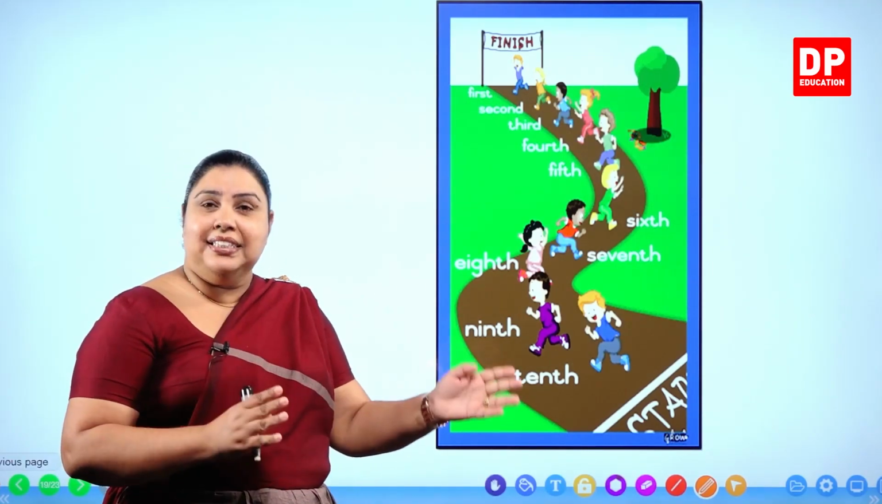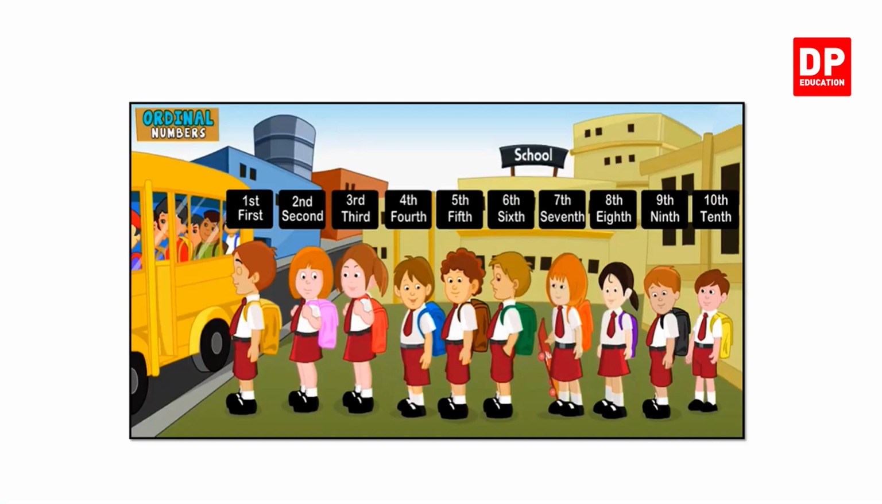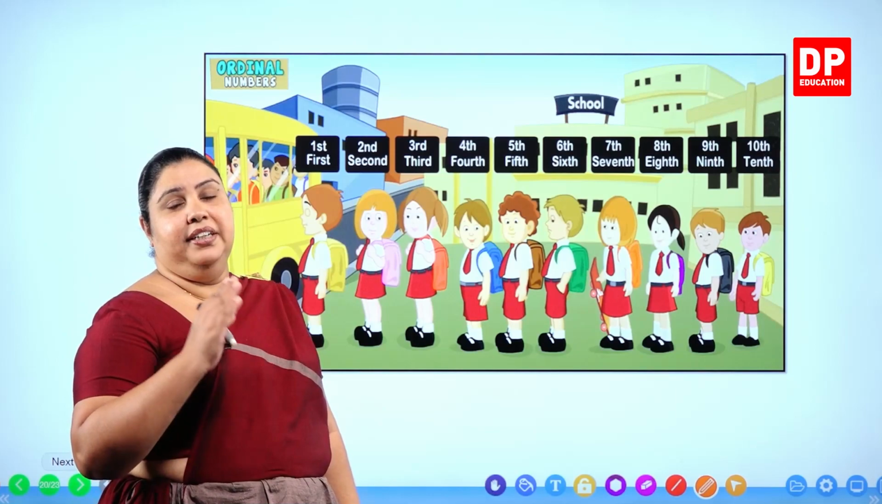Right, so our next slide will also show you how they stand in a queue, their different positions, and how we say first, second, third, fourth and so on.